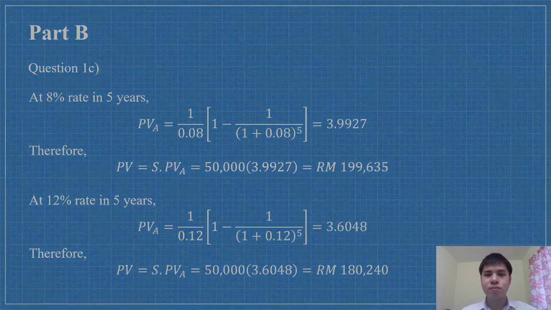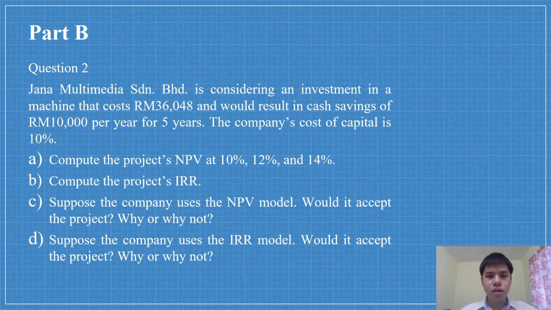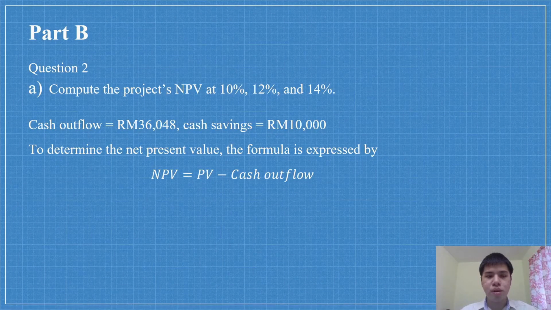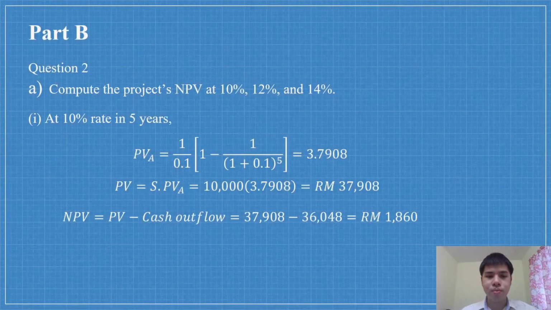180,240 ringgit. So for question 2, the company is considering an investment in a machine that costs 36,048 ringgit and will result in cash savings of 10,000 ringgit per year for 5 years, and the company's cost of capital is 10%. So for part A, we need to compute the project's NPV at 10%, 12% and 14%. We need to use the formula of NPV equals PV minus cash outflow.